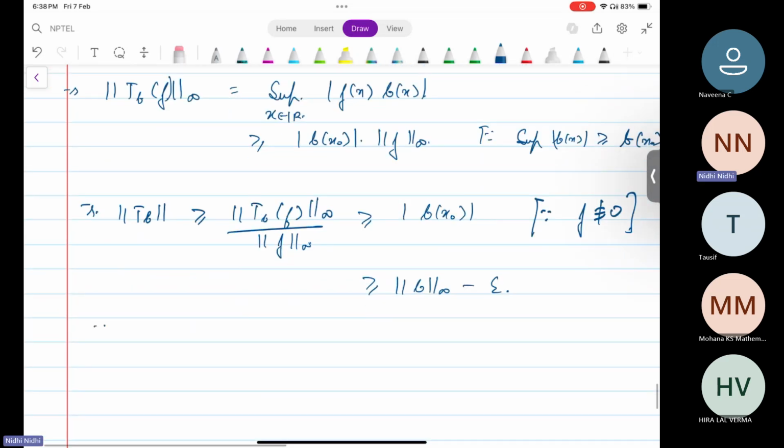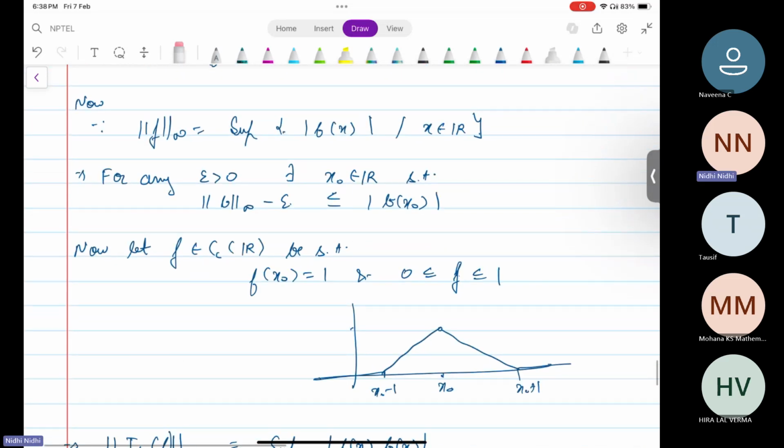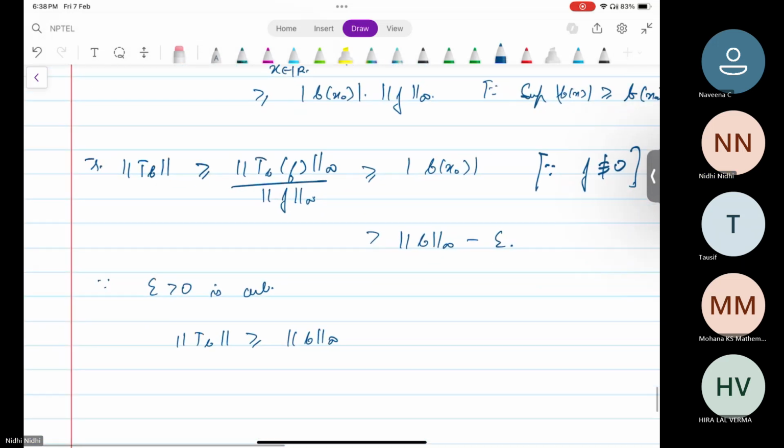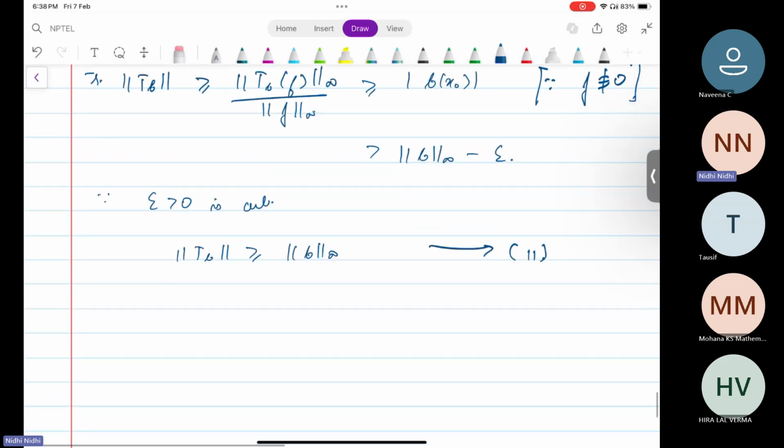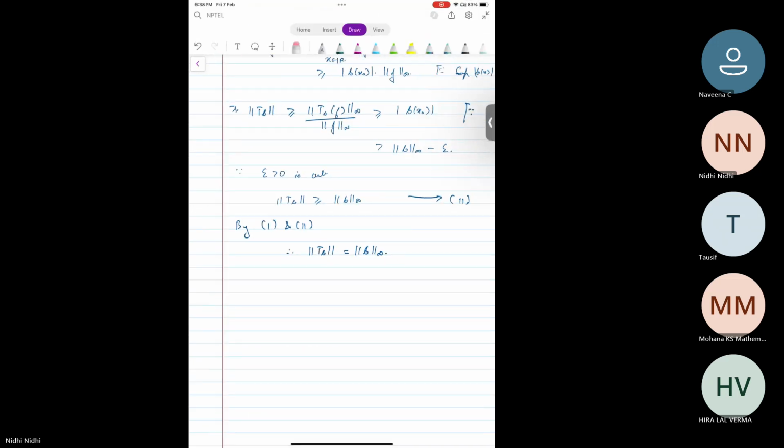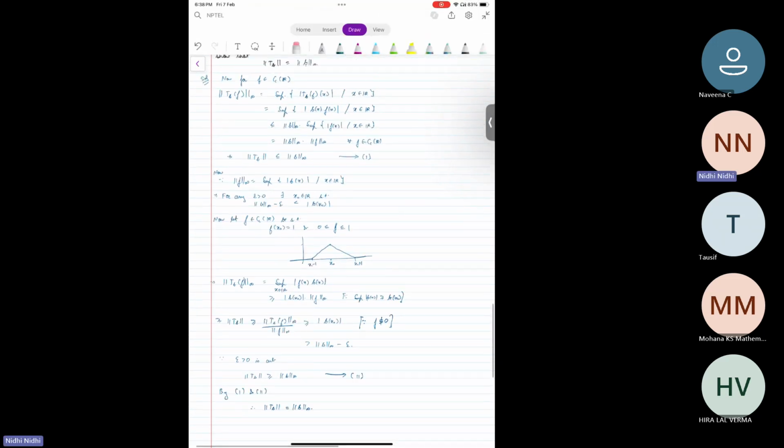Now since epsilon positive is arbitrary, we get norm T_B greater than or equal to the infinity norm of B. This is equation 2. By the first and second, we have norm T_B is equal to the infinity norm of B. So is this proof fine by everyone?